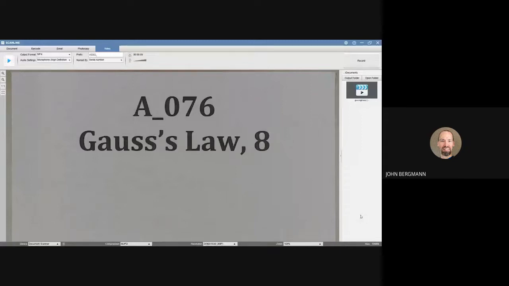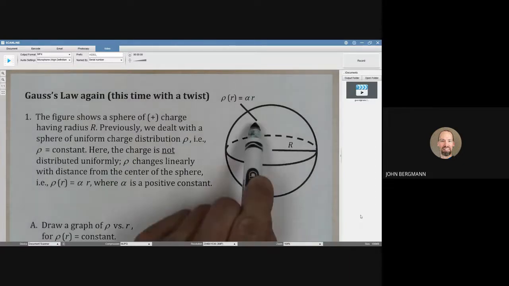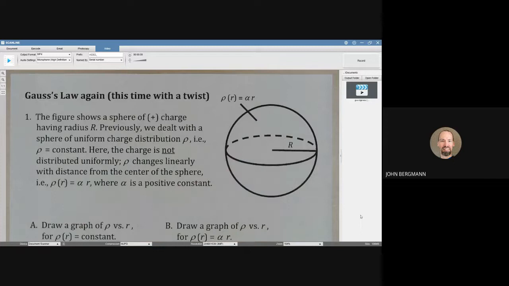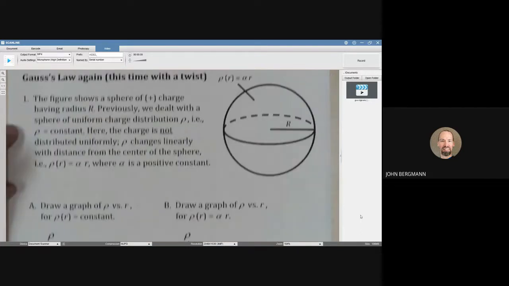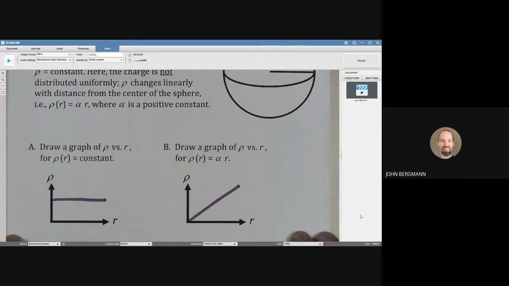We continue here with Gauss's law. This time we have a solid sphere, except its charge density is not uniform. It varies according to this equation here. The density increases as we go out. If the volume charge density were constant, which we've seen in the past, that graph would look like that. But here we have the charge density increasing linearly.